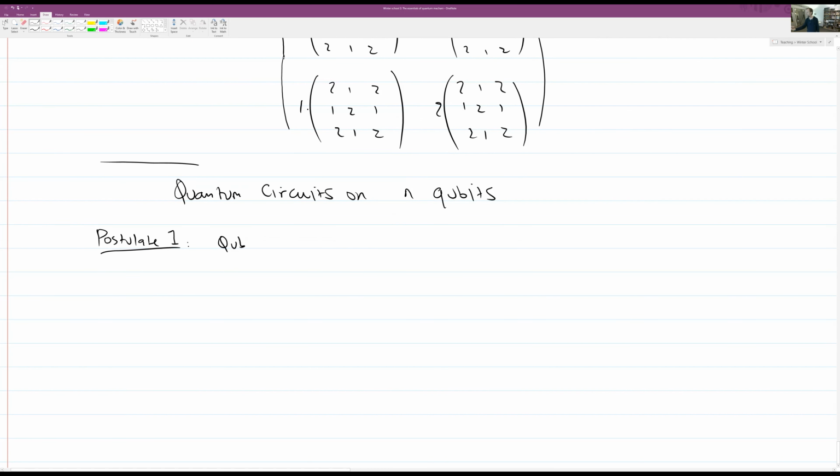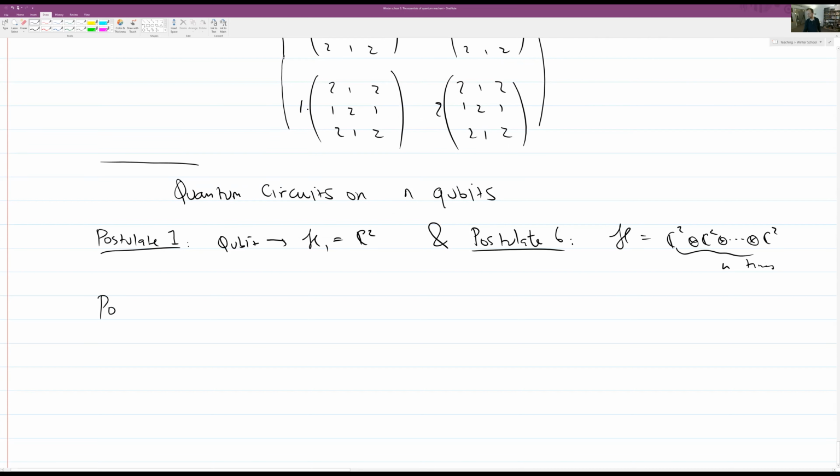Postulate 1 tells us that a qubit should be attached to a Hilbert space C to the 2, but if you combine that now with postulate 6, then the right Hilbert space for n qubits is actually C2 tensor C2, and so on, n times.